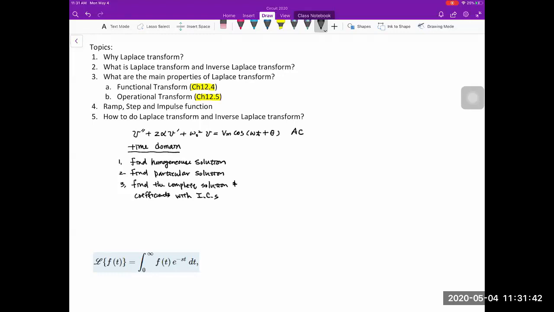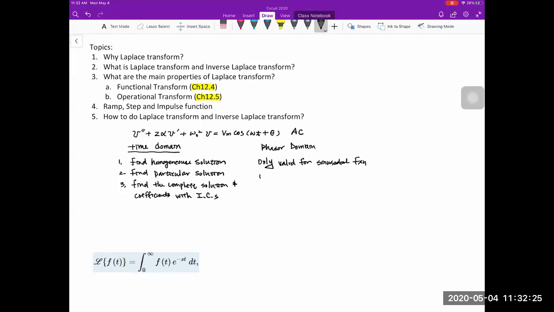Normally the steady response is the particular solution. So the particular solution actually gives you the steady state response. So if you wanted to get a transient response, then you have to actually go through this process. So phasor only works for the sinusoidal function.